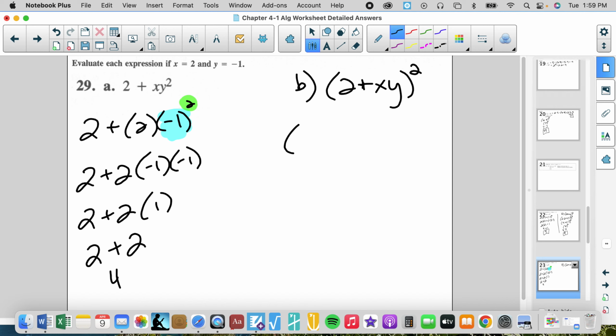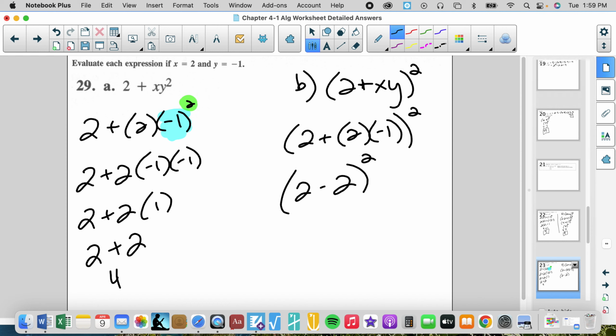We have this. This is 2 plus 2 times -1 quantity squared. So we're going to do the multiplication first. 2 times -1 is -2. And 2 minus 2 is 0. Squared is 0.